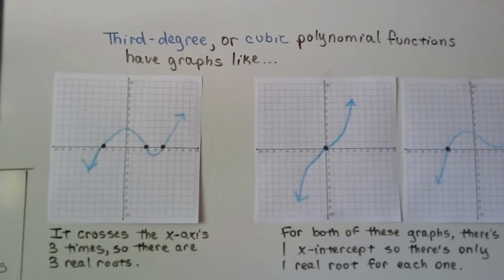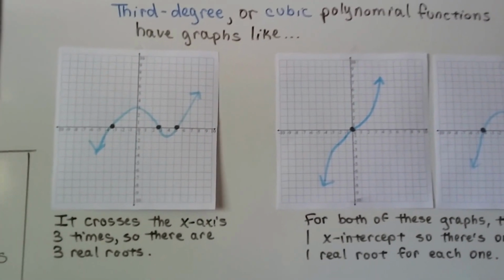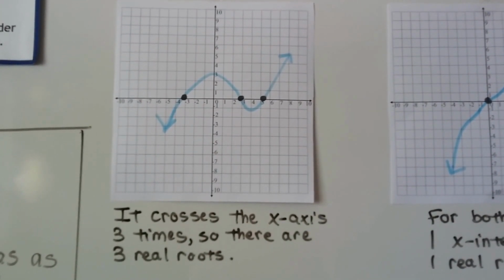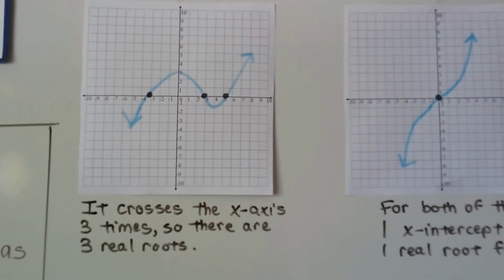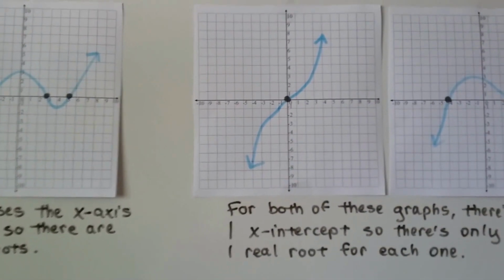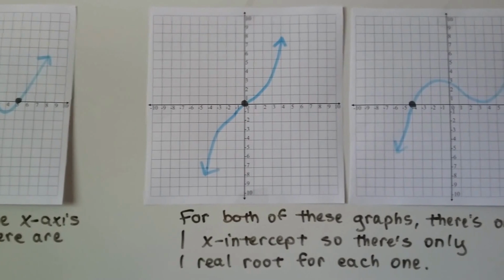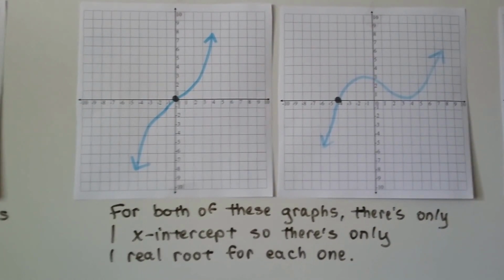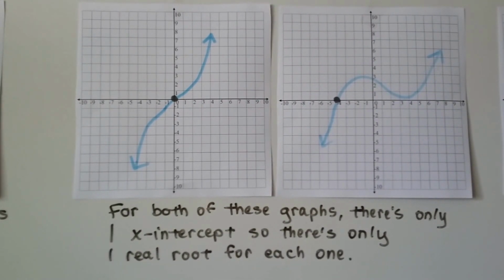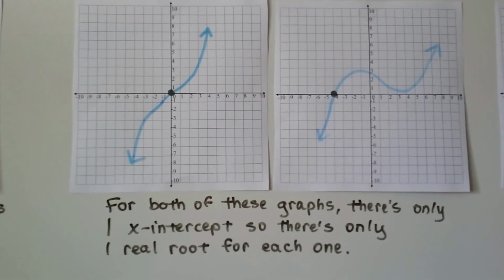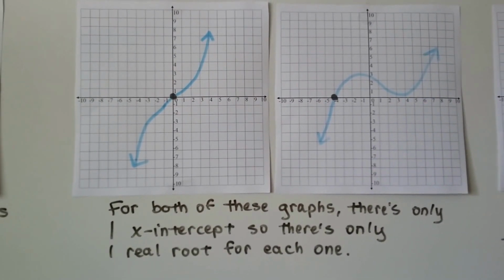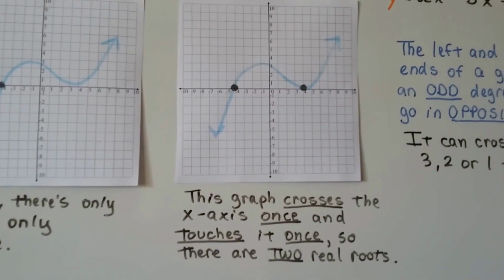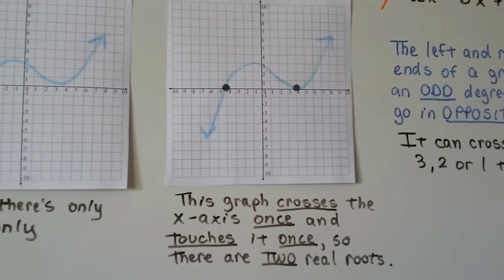Here are third-degree or cubic polynomial functions, and they have graphs like this. And look at this one. It crosses the x-axis 3 times, so there are 3 real roots. And this one is a cubic polynomial function, and so is this one. In both of these graphs, there's only one x-intercept, so there's only one real root for each one of these. See how they don't touch the x-axis except one time? Okay, look at this one. This graph crosses the x-axis once, and it touches it once.